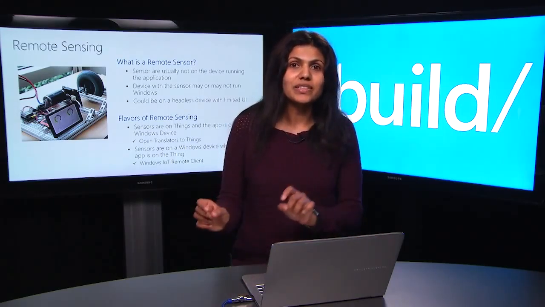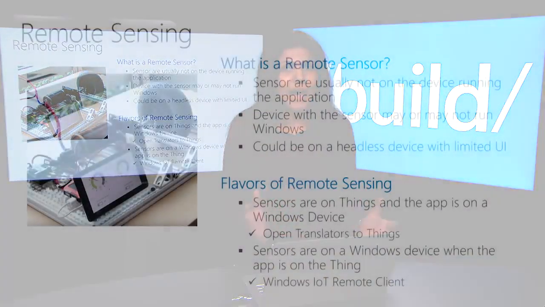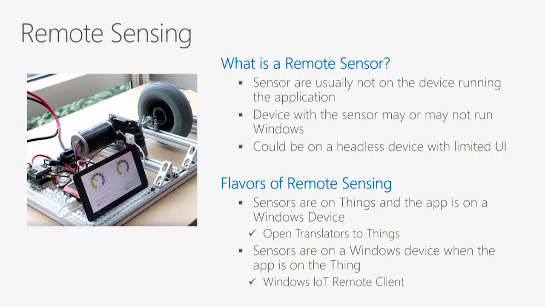So as a developer, you do not have to worry about how you would communicate between the thing and your app. It makes it very easy. For more information, visit opentranslatorstothings.org. The site and the link is in the additional information slide towards the end of this presentation.